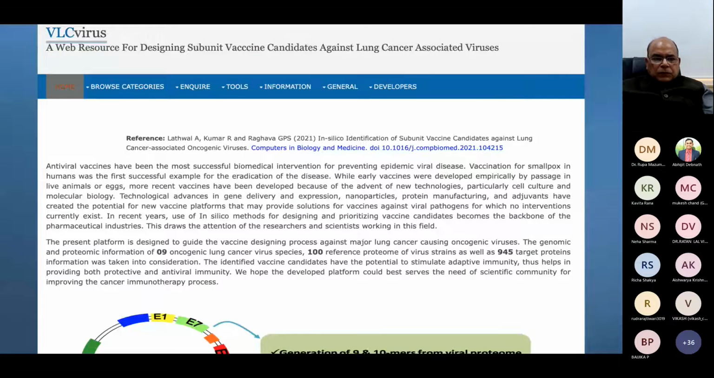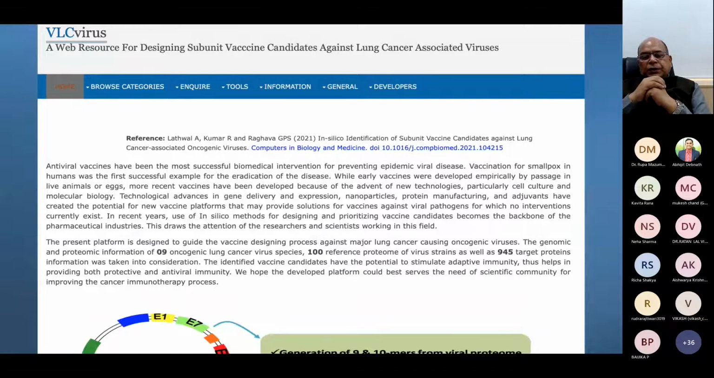Okay. So next we go for the VLC virus, a web server for designing subunit vaccine candidates. That's another interesting part. So far, we know only about some cancers which are generated by some viruses actually, HPV and other viruses. But nowadays, research shows there are even more viruses which are not known very well, but they are also creating cancer. One example is lung cancer.